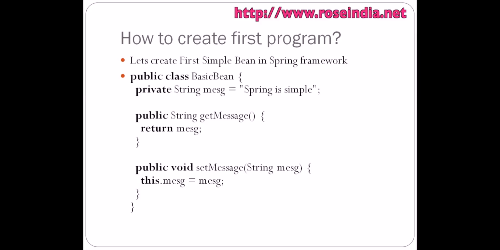So how to create a program in Spring? To create a program in Spring, first of all we will create a simple bean class. It's a simple POJO class with a string message as a private variable, and it has getters and setters. We will use Spring to create the object of this class and pass it to our program.